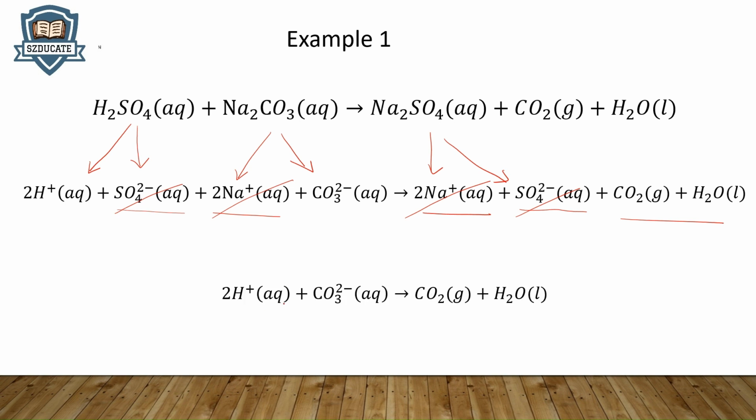So 2H+ (aq) + CO3 2- (aq) → CO2 + H2O. Now, the last step, you need to see whether any of these ions come from the same compound; if so, we put them back together. In this case, we do not join back H+ and CO3 2- because they come from separate compounds. CO3 2- came from sodium carbonate. The H+ comes from the sulfuric acid. So we just leave them as they are. And this is your ionic equation.